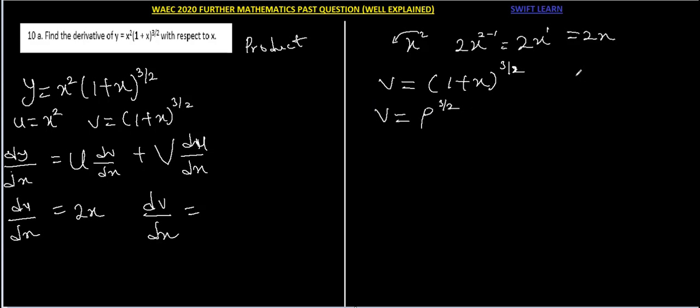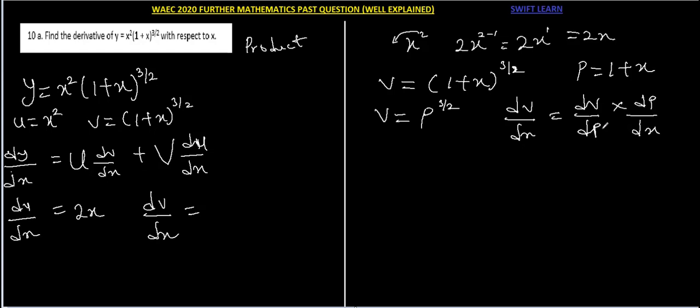So I'll write it somewhere. p equals 1 plus x. Then if I want to differentiate, dv over dx will be equal to dv over dp times dp over dx. That's the rule. You differentiate this with respect to p, then that same p you differentiate with respect to x. The rule is that, for example, these two are not meant to cancel each other like this. If we cancel this, you would still have dv over dx. We are not doing it that way.